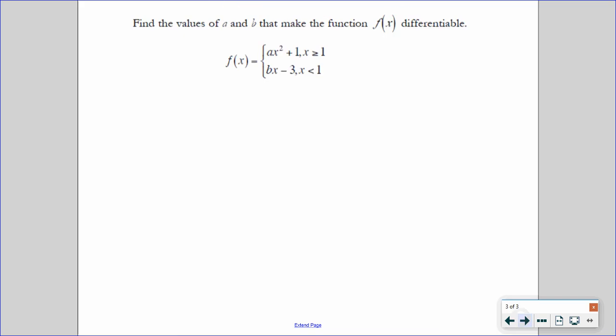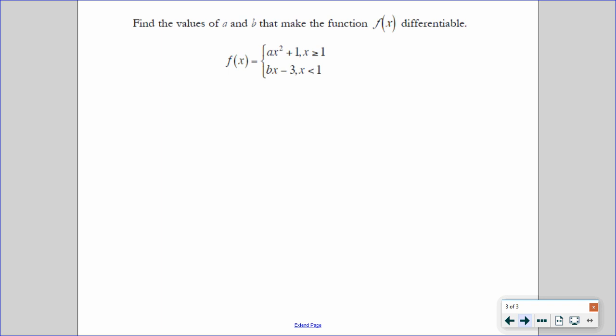All right, now let's look at an example like this where instead of being asked, is the function differentiable at a point, you are asked to find the values of a and b that make the function differentiable. Okay, so you guys, we're going to approach this the same way. Anytime you're solving for two unknowns, so like here we're solving for a and b, you have to set up a system of equations, okay, because that's the only way you're going to be able to solve for the two unknowns.